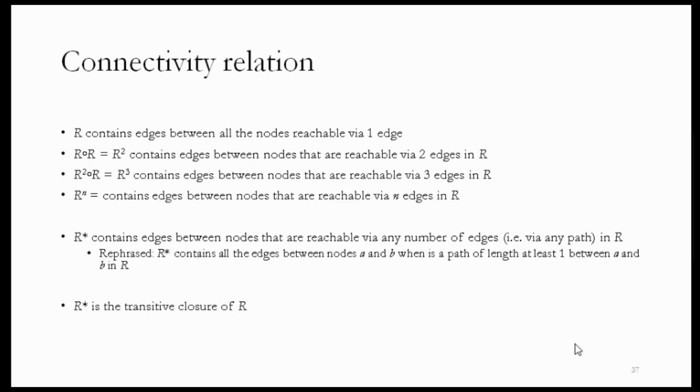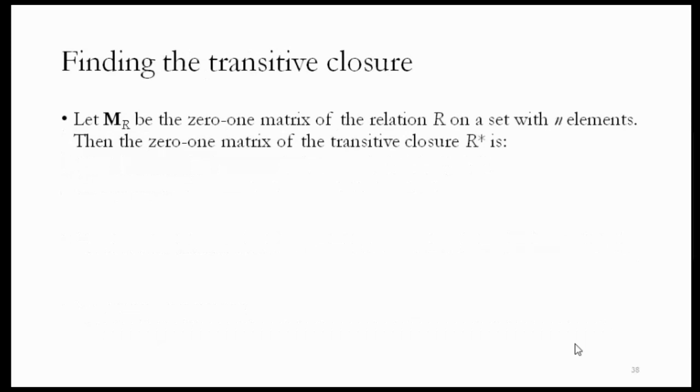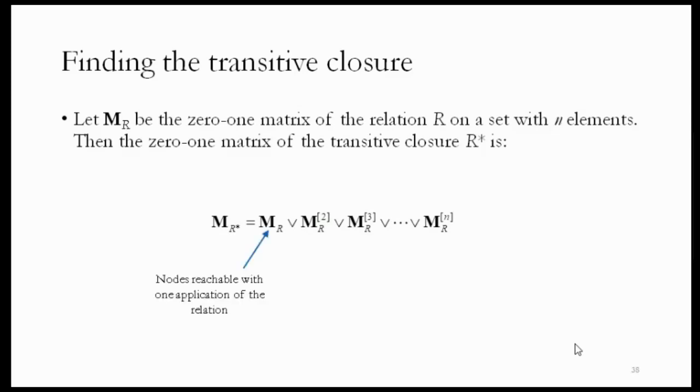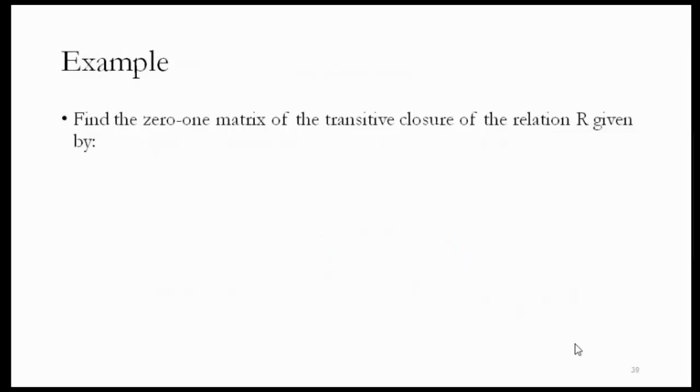So finally, R star is the transitive closure of R. Let MR be the 0, 1 matrix of a relation R on a set with n elements. Then the 0, 1 matrix of the transitive closure will be represented like this: MR star is equal to MR union MR square union MR cube, and it keeps on going. So nodes reachable with one application of relation, nodes reachable with two applications of relation, next with n applications of relation. Find the 0, 1 matrix of the transitive closure of a relation R given by.